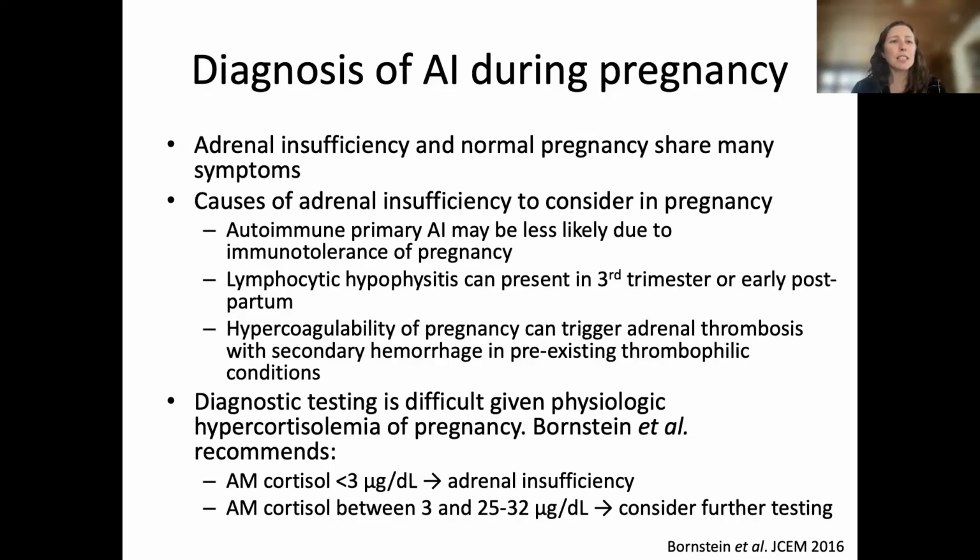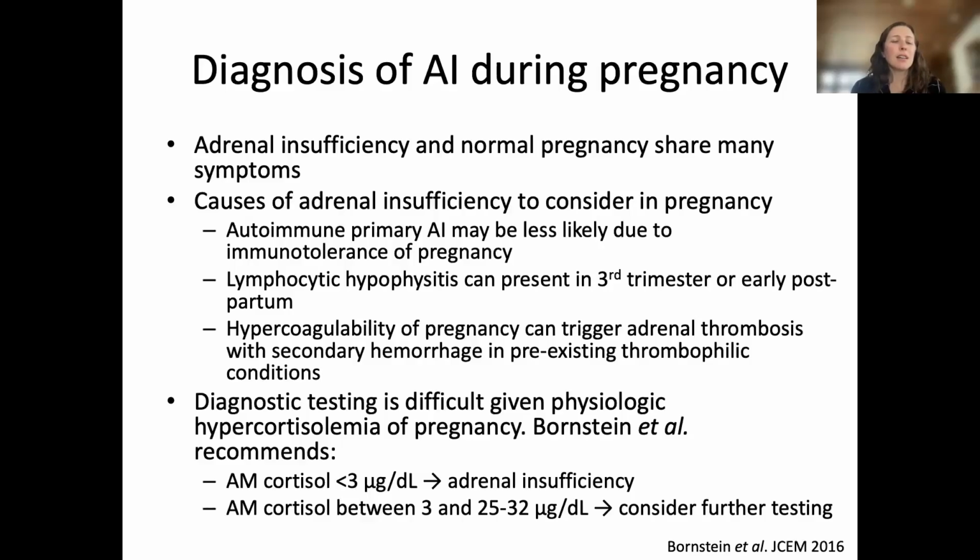Specific causes of AI to consider in pregnancy, in terms of moving up or down your pretest probability: autoimmune primary AI is likely to be less common during pregnancy due to the immunotolerance of pregnancy. Lymphocytic hypophysitis is going to be more common in pregnancy and can present most commonly in the third trimester or early postpartum with headaches and/or vision changes. Hypercoagulability of pregnancy can trigger adrenal thrombosis and adrenal hemorrhage in women with pre-existing thrombophilic conditions.